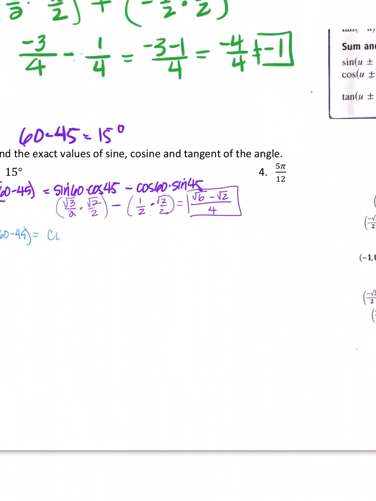So we're going to start with cosine. So we're going to do cosine of 60 times the cosine of 45 plus the sine of 60 times the sine of 45. Let's see what we get.